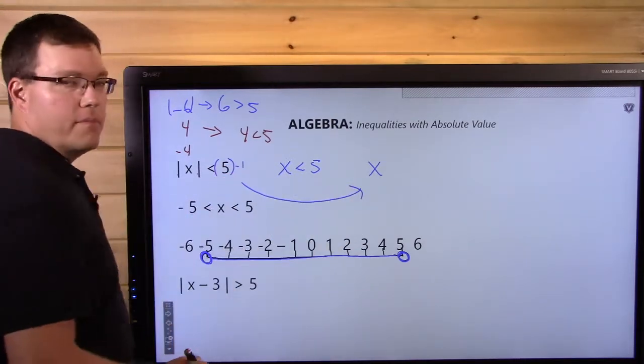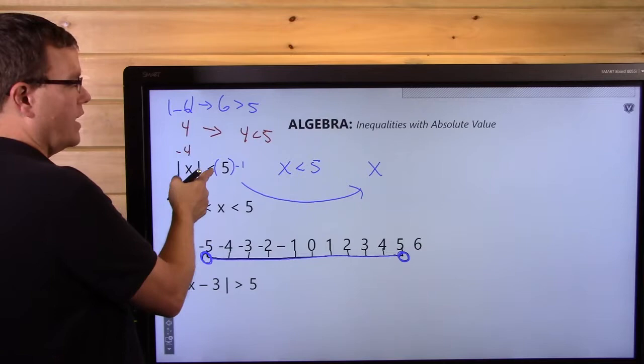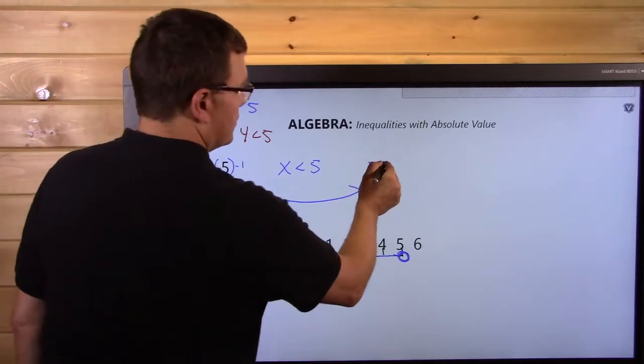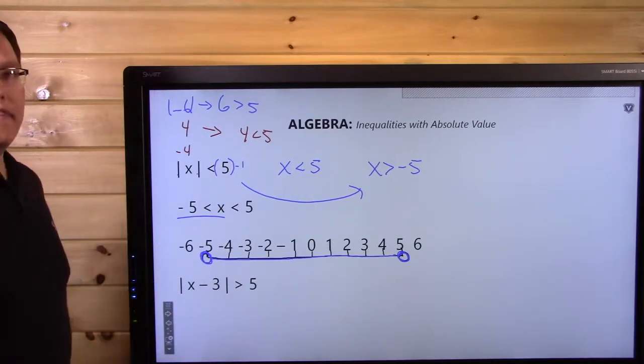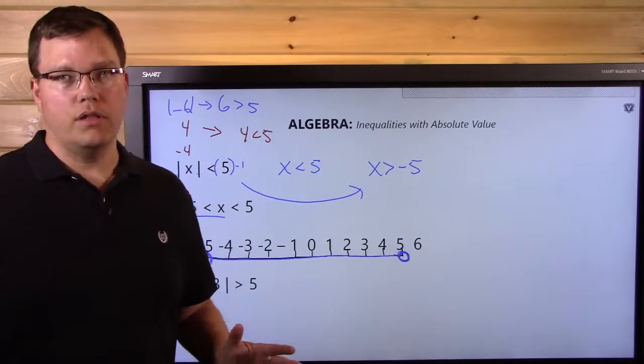And so what that means is you're going to flip the sign and then make that negative. So then you're going to go like this: x is greater than negative 5. And you can see that right there. And the same thing is going to work on all of our inequalities.